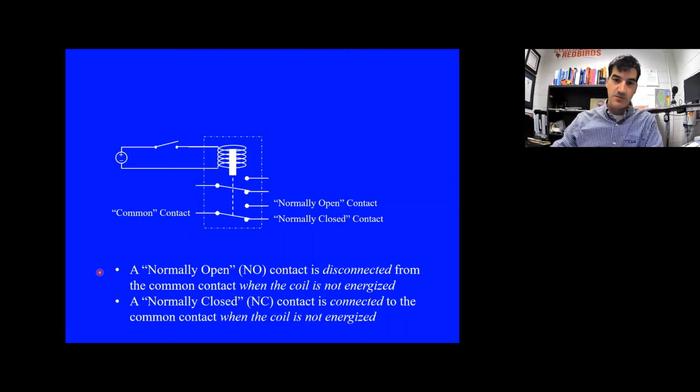So we call a normally open contact, that's here and here, they are disconnected from their common contact when the coil up here is not energized. Conversely, a normally closed contact, that's here and here, they are connected to the common contacts here and here when the coil is not energized. That's why we call them normally open and normally closed contacts, respectively.